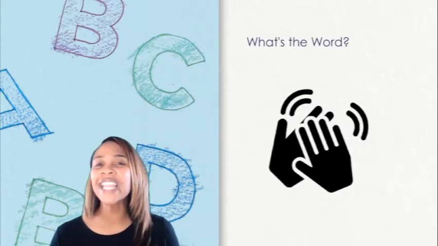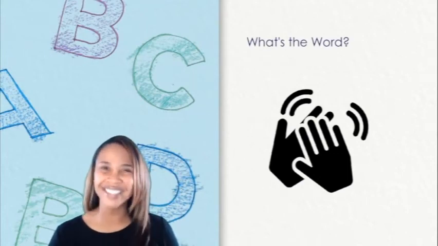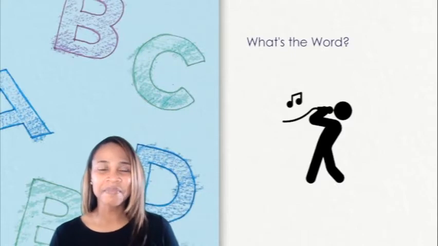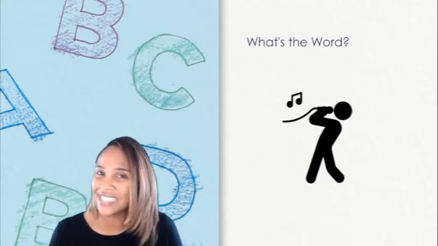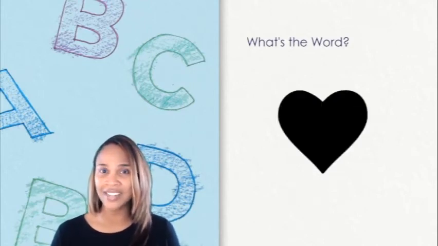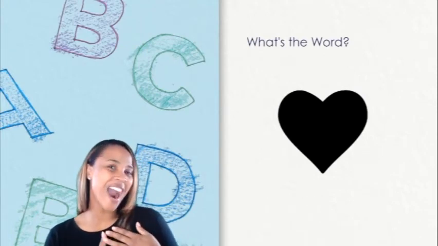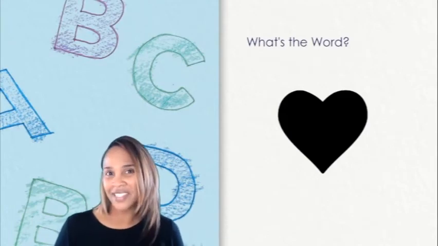Right, it's clapping. Can you clap your hands? Here's my next one. Singing. Yes, just like we just sang our ABC song. And here's my last one. Right, heart. You got all of the words in my pictures.